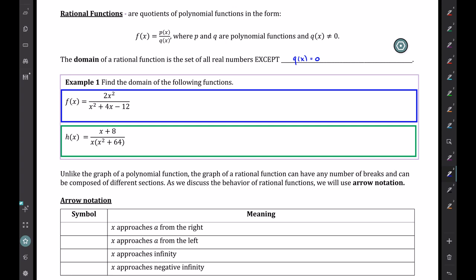Okay. So in example 1, we're asked to find the domain of f of x, which is 2x squared divided by the polynomial x squared plus 4x minus 12. And so what the previous statement tells us is that if we want to find the domain, we need to find all of the real numbers except where the denominator is equal to 0. So the domain should be all real numbers except where x squared plus 4x minus 12 is equal to 0. And then we need to solve for 0. So here again, this is another application of where solving for zeros is useful. It's finding the domain of these functions.